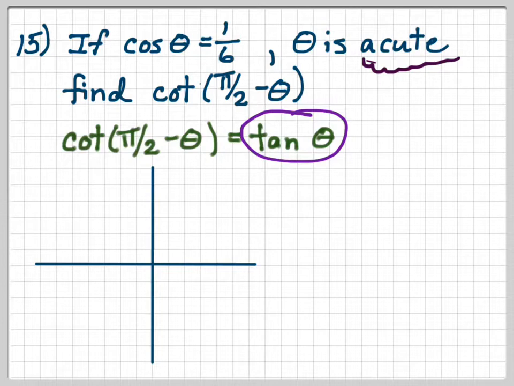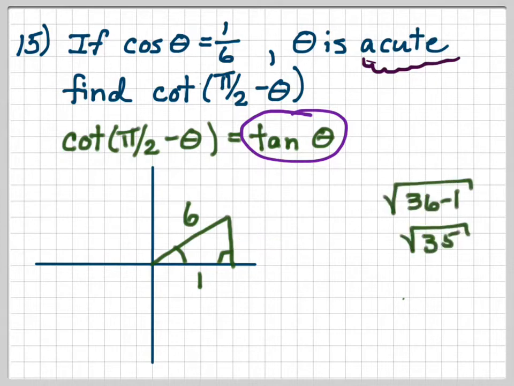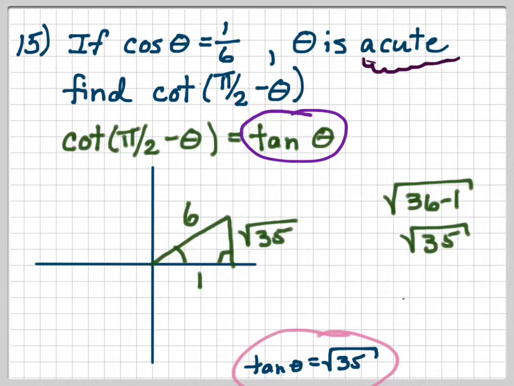All right, so let's take a look at this. Theta is acute, which means it's going to be somewhere in the first quadrant, and cosine is 1 over 6, so the adjacent will be 1 and the hypotenuse will be 6. We need to find the opposite side, which will be the square root of 36 minus 1, which is the square root of 35. So now the tangent of theta is square root of 35.